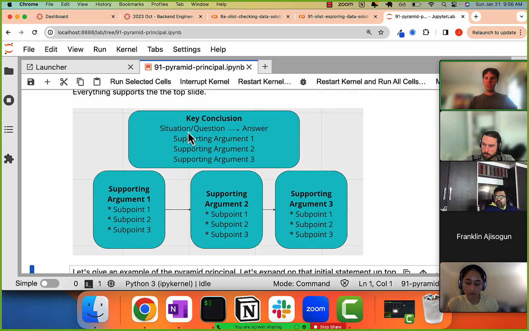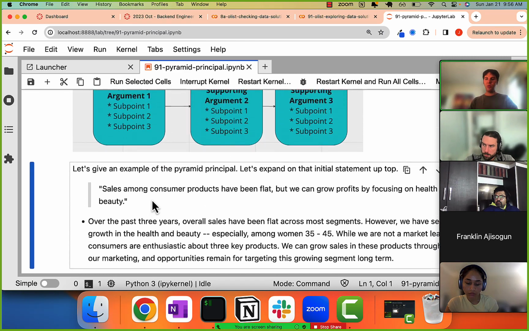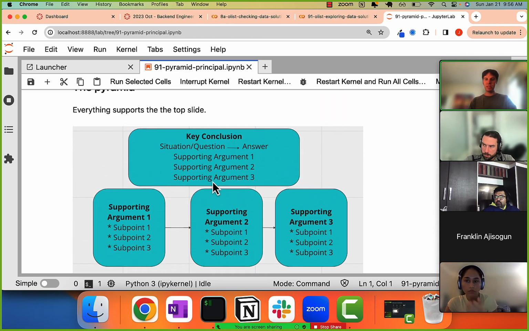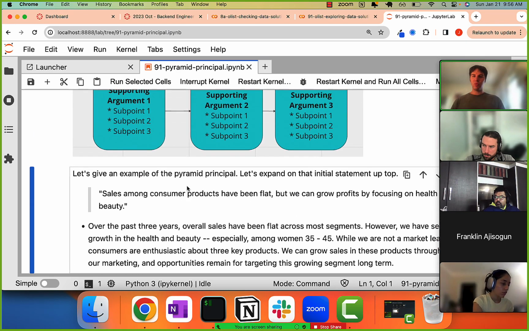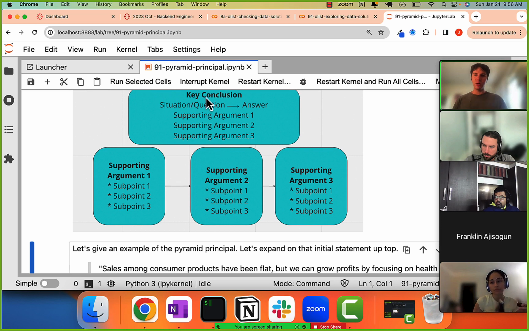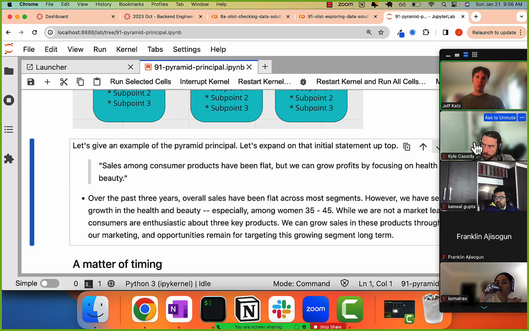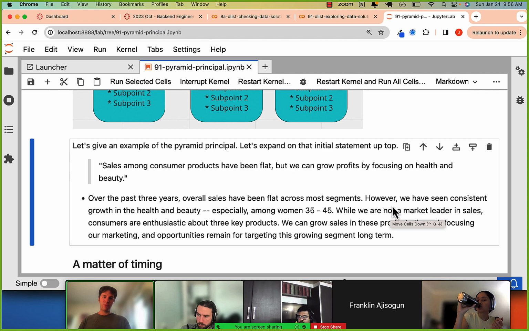It could be a slide, it could be an essay, in which case each of these bullet points are sentences in a paragraph. But even those 3 points are there to support the conclusion. So I give the example, over the past 3 years, sales have been flat. However, right, that's the problem. However, we have seen consistent growth in the health and beauty section, especially among women 35 to 45. While we are not a market leader, consumers are enthusiastic, right? So again, we've seen growth here.